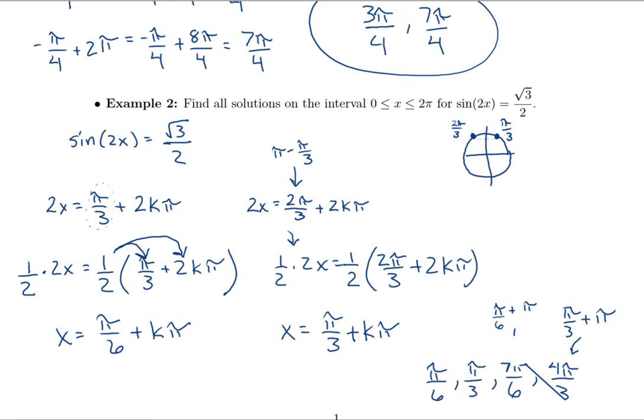And then what I can see here is that adding another pi to either one of these would put me over 2 pi, so I can definitely stop right here. So these are my 4 solutions between 0 and 2 pi. But I can't emphasize enough, I put the plus 2k pi up there as the very first thing I did before I ever tried to get x by itself.